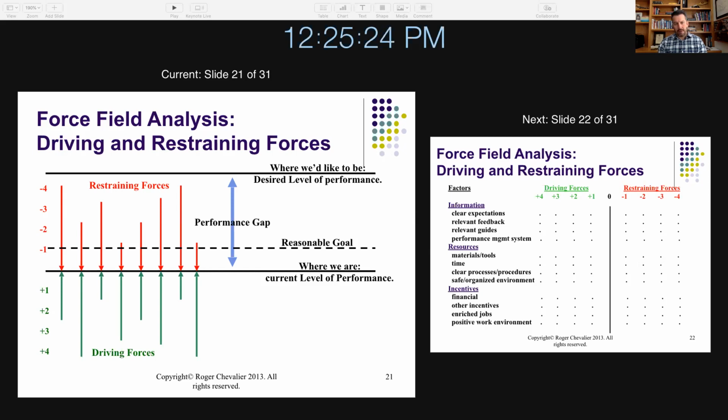You won't always have arrows on both sides of these. And by the way, each arrow, when you do this, will be tied to a particular cause. So that's what you don't see here. And on the worksheets that I've included, which were developed by Roger Chevalier, this force field analysis is turned 90 degrees. So you're going to see the arrows coming from right and left instead of up and down.